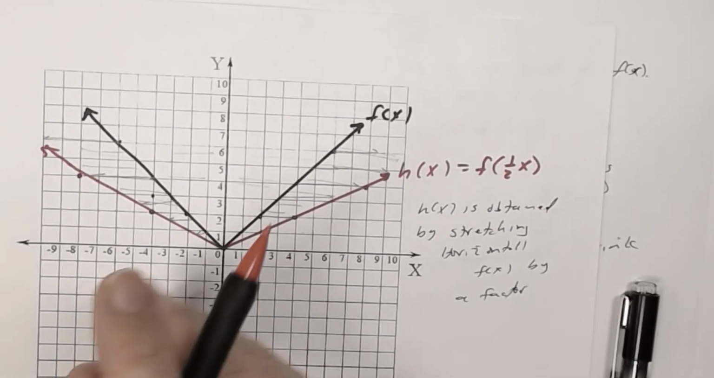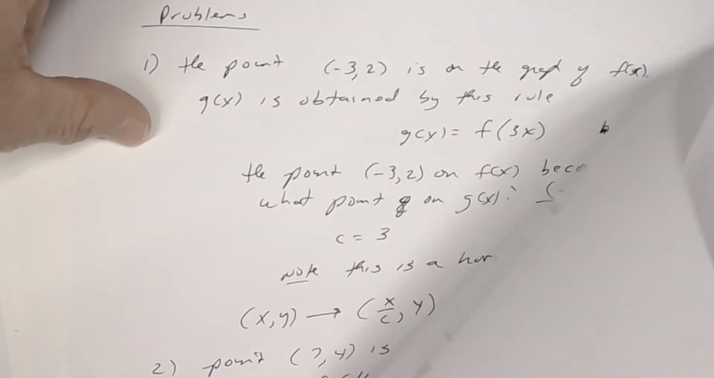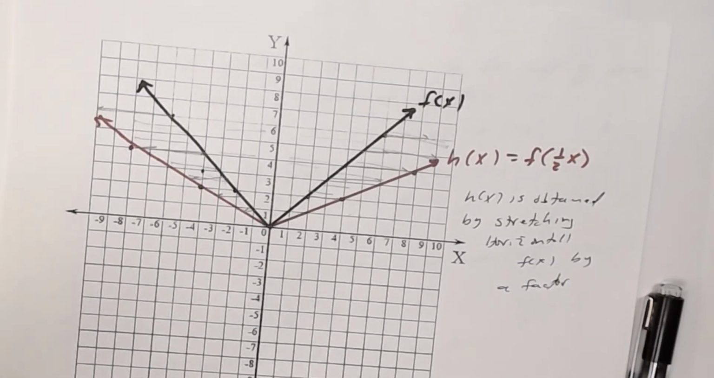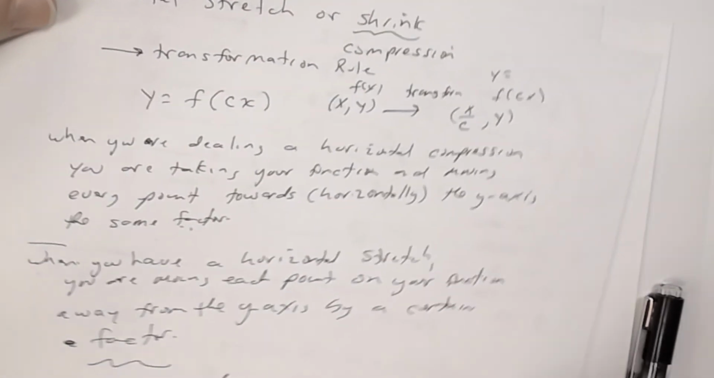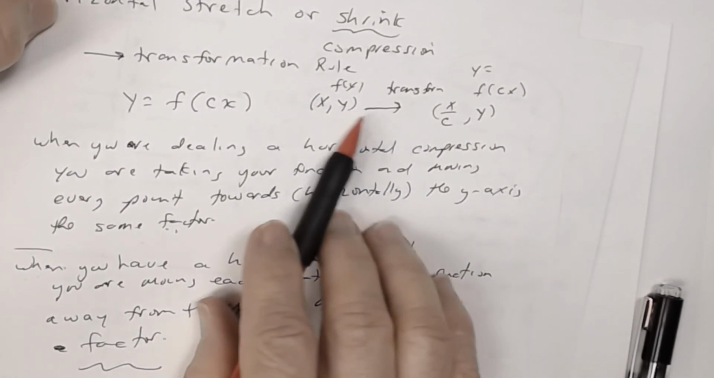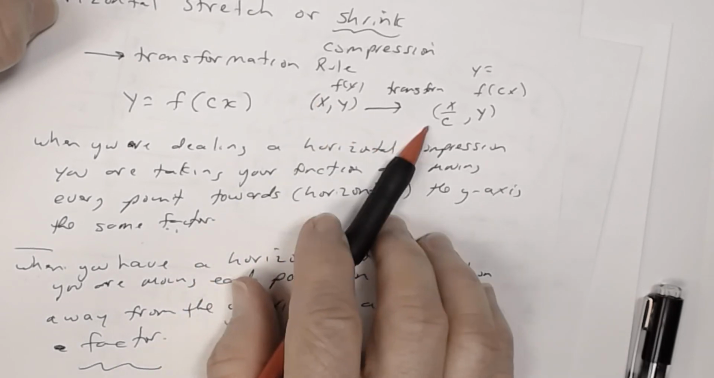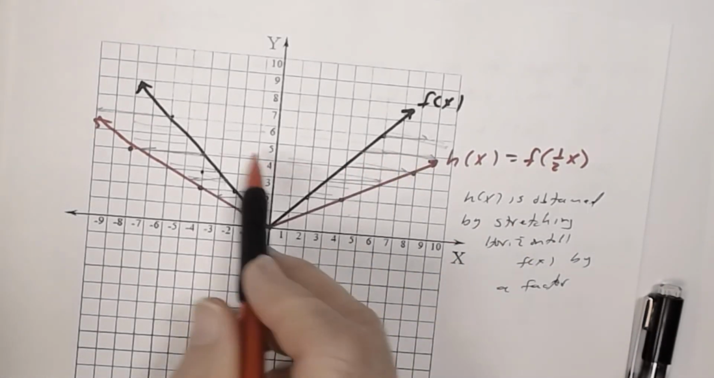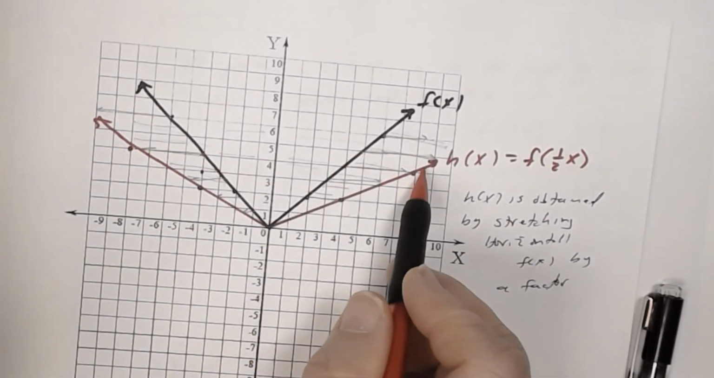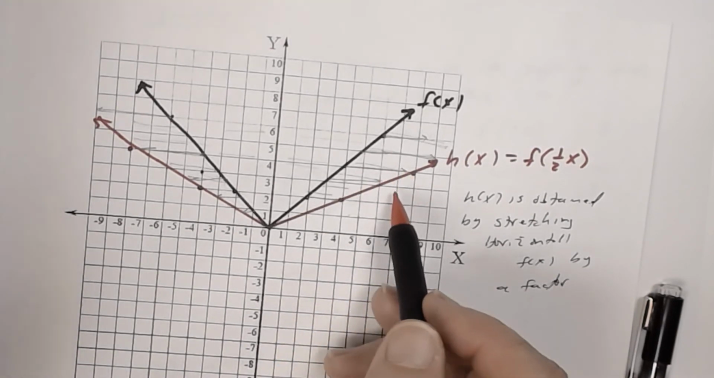Okay, and our rule, if I can find it real quick, is that whenever we transform horizontally, the point (x, y) transforms to (x divided by c, y). Remember, the y value stays the same. Makes sense because you're moving horizontally. So whenever you move horizontally, your y value stays the same. It's your x that changes.